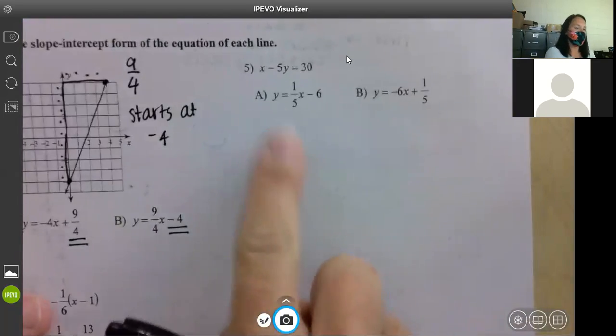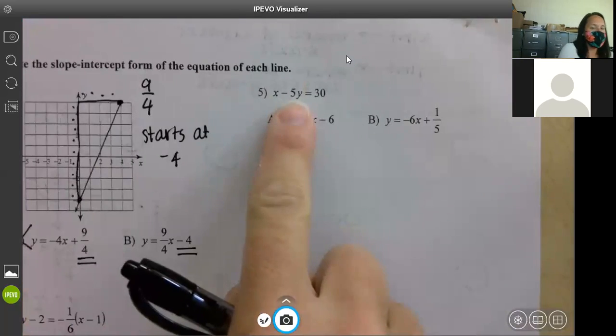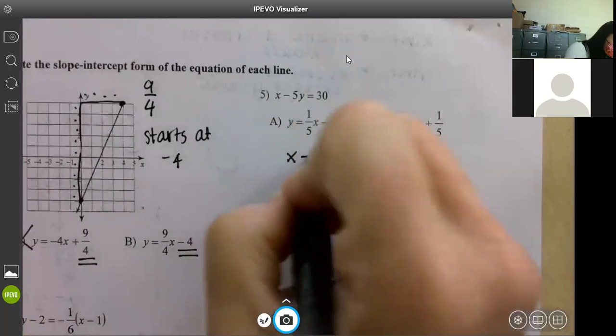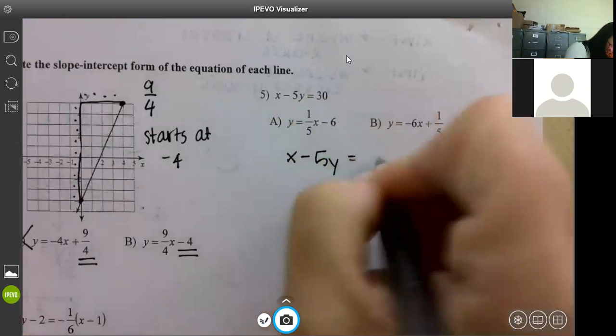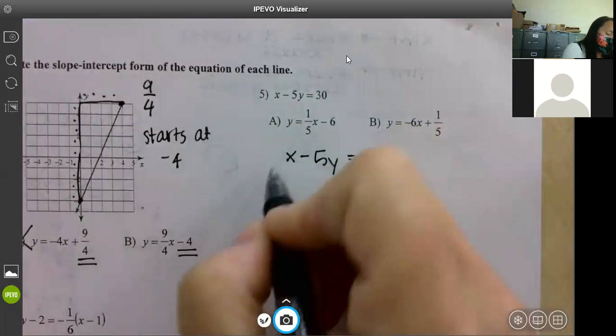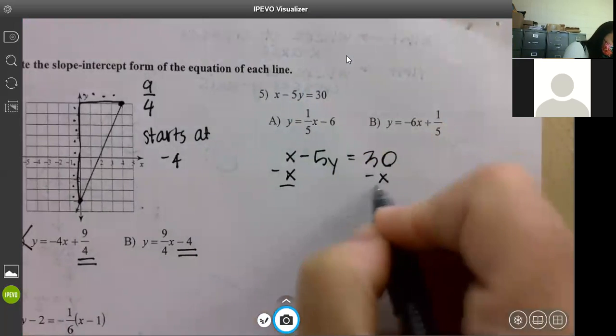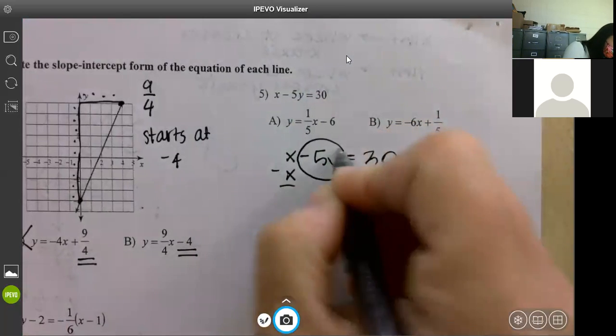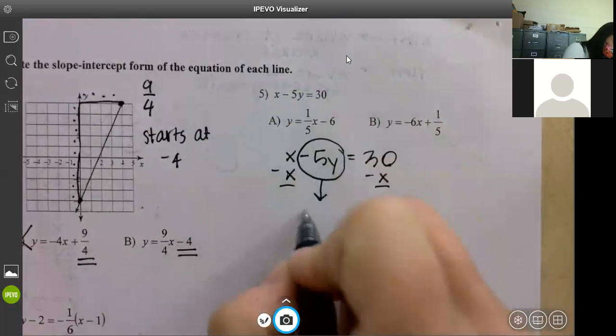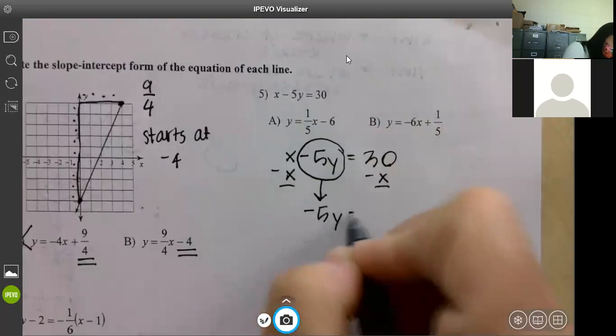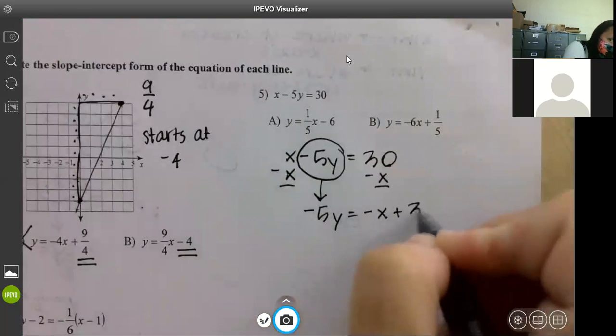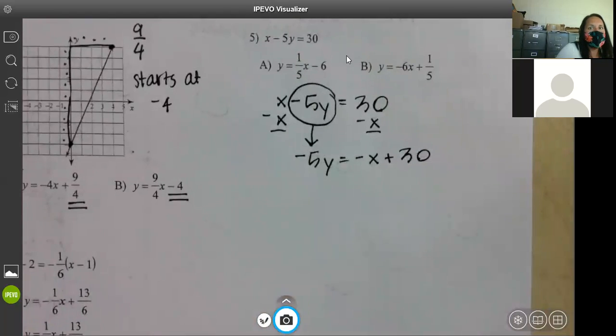So how do I get this into y equals form? What are my 2 steps? Move X and then divide by Y. So we're gonna move X. How do we do that? Minus X. Make sure you bring down the whole -5. That's where people mess it up. Equals -X and a positive 30.